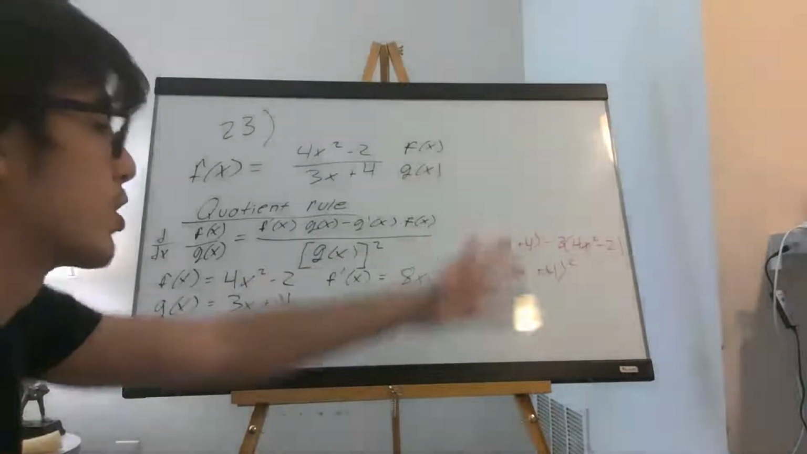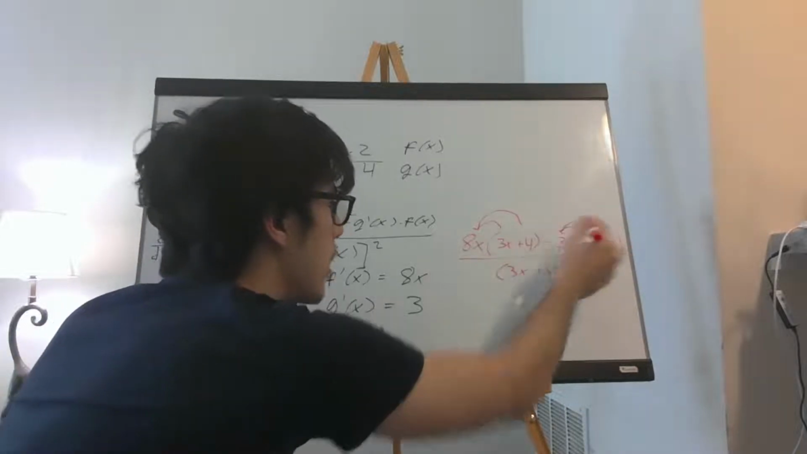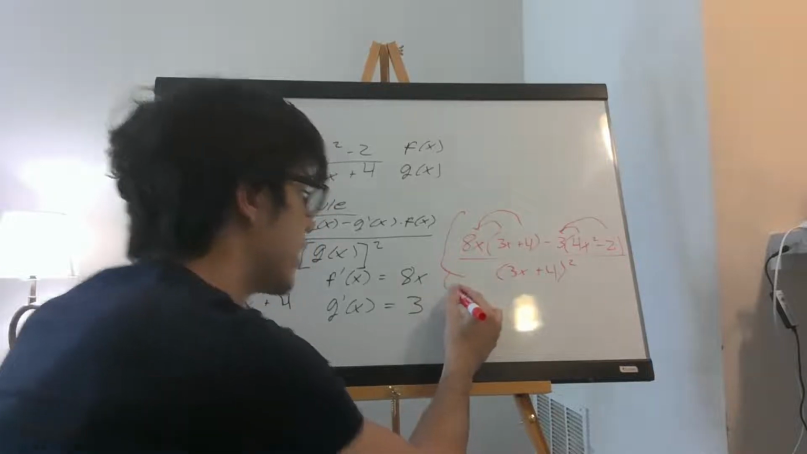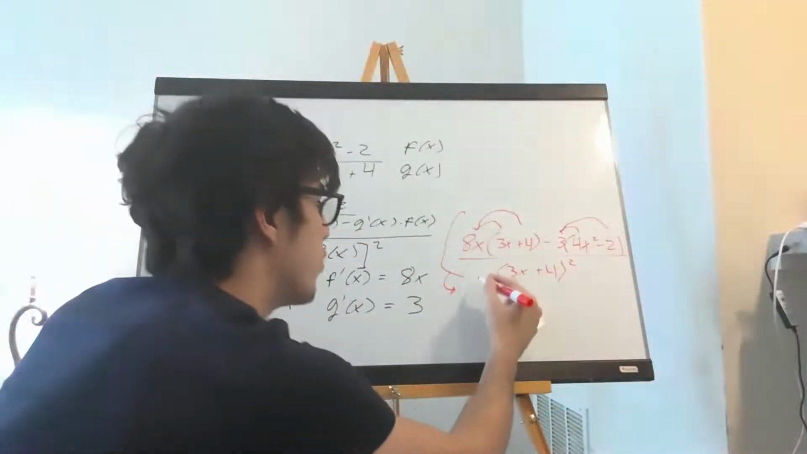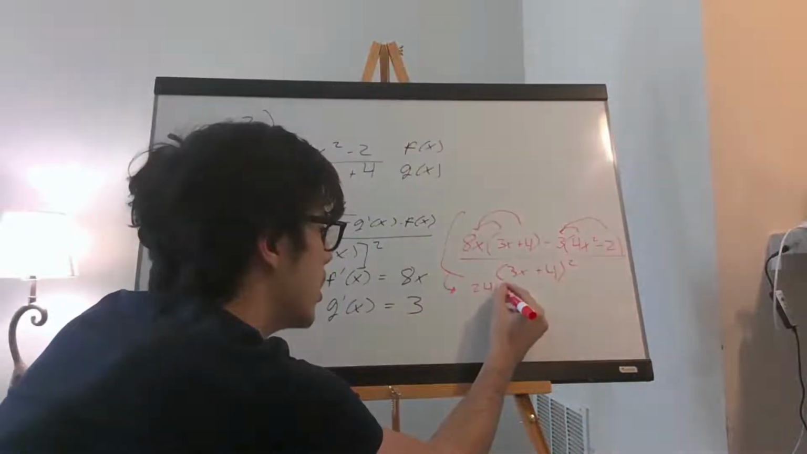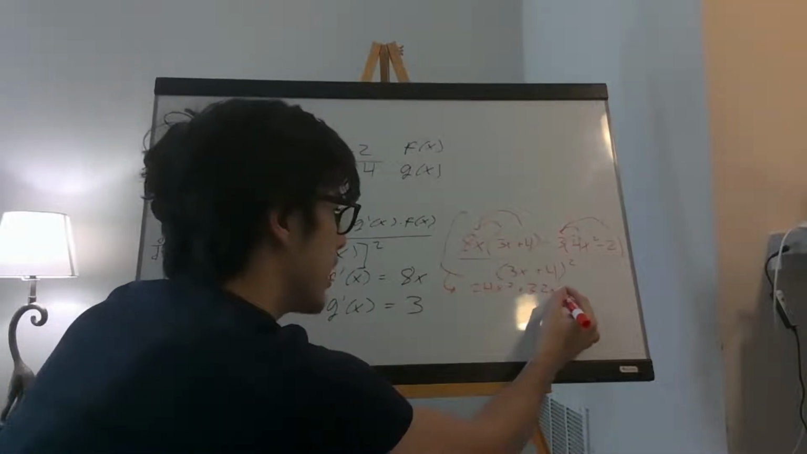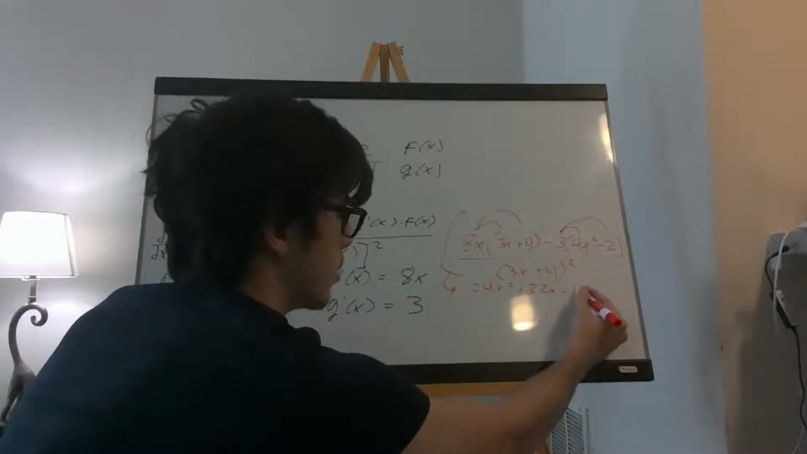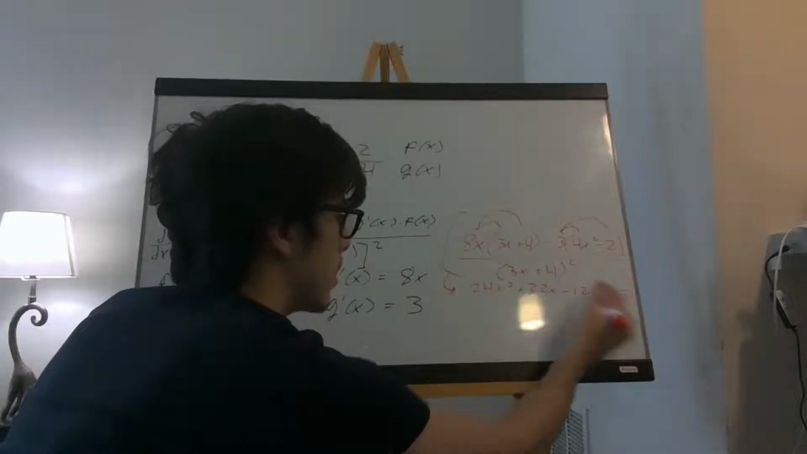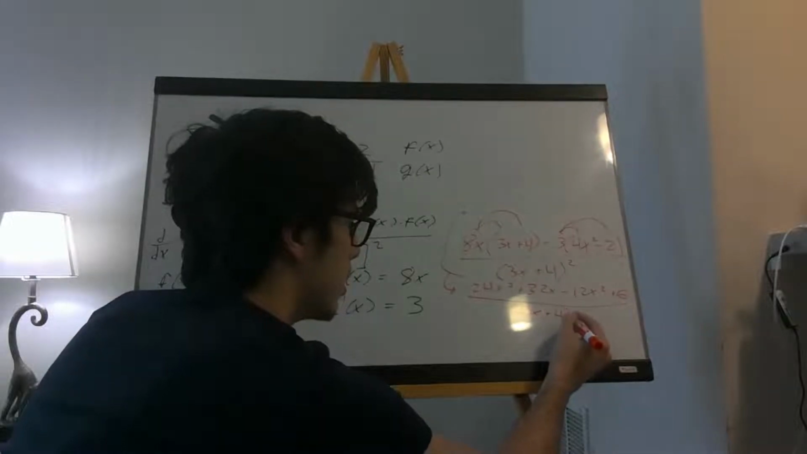So now we're just going to work out some basic algebra. We're going to distribute these. I'm just going to take this whole thing and move it down here so you guys can understand the progression I'm working through. So 8x times 3x is going to give us 24x squared plus 32x, then minus 12x squared plus 6, all over 3x plus 4 squared.